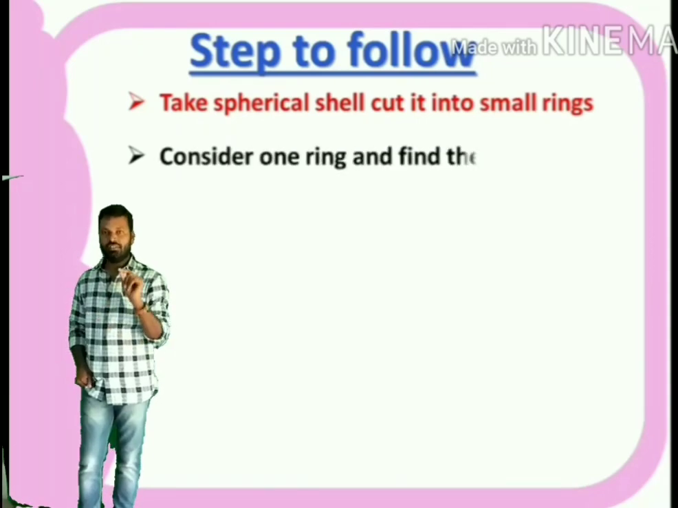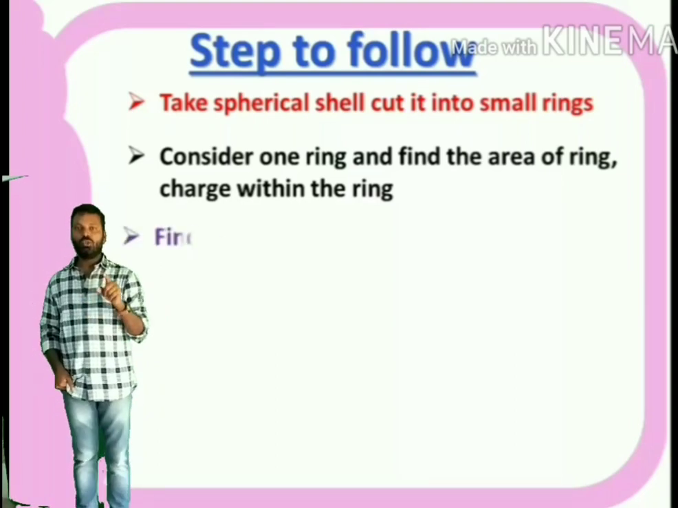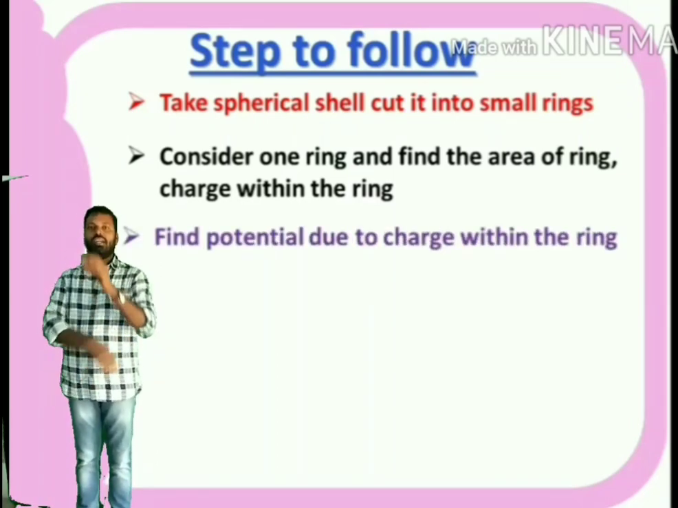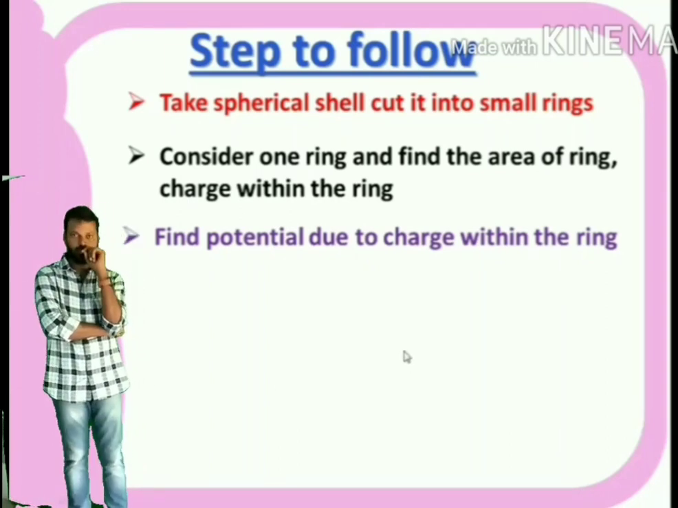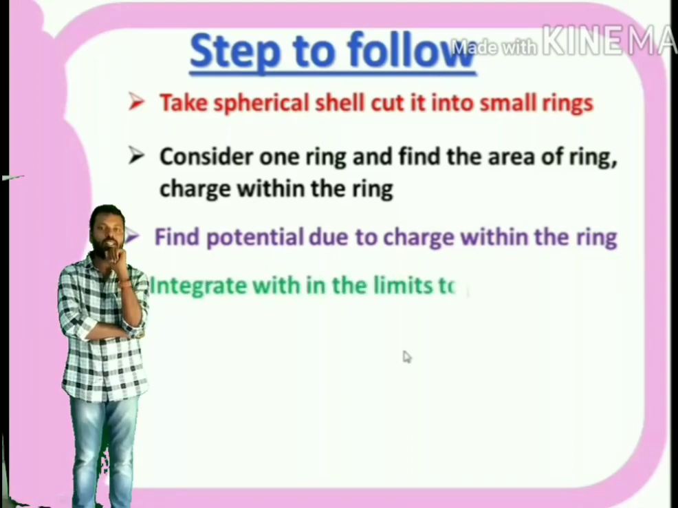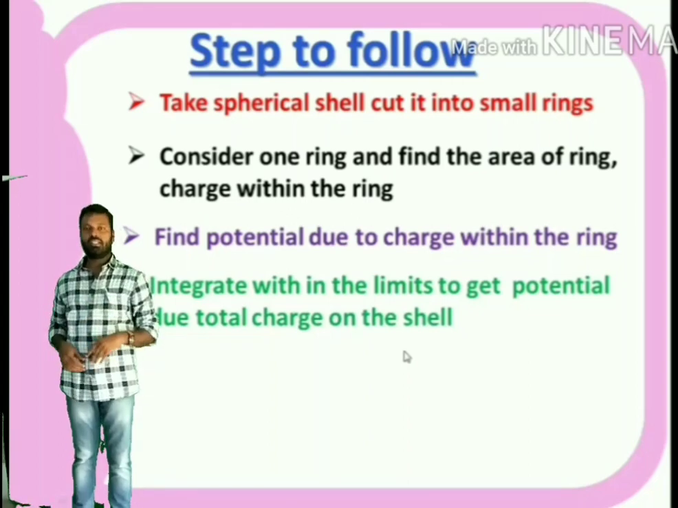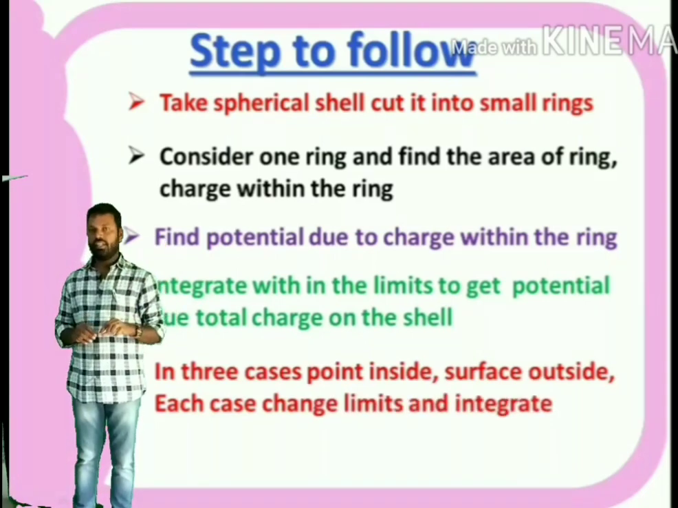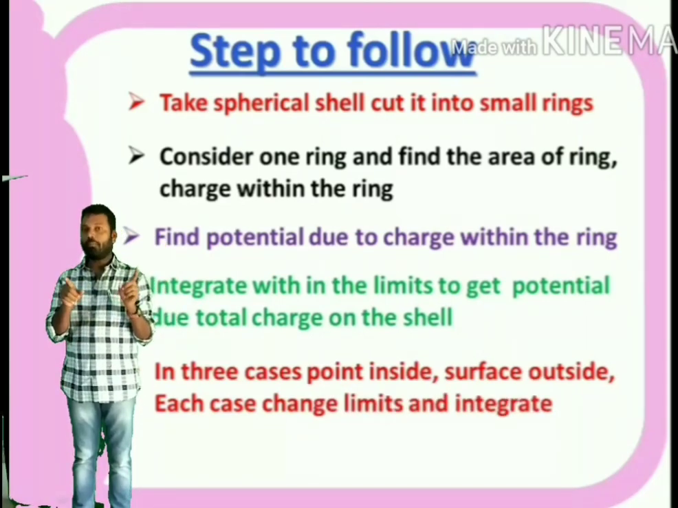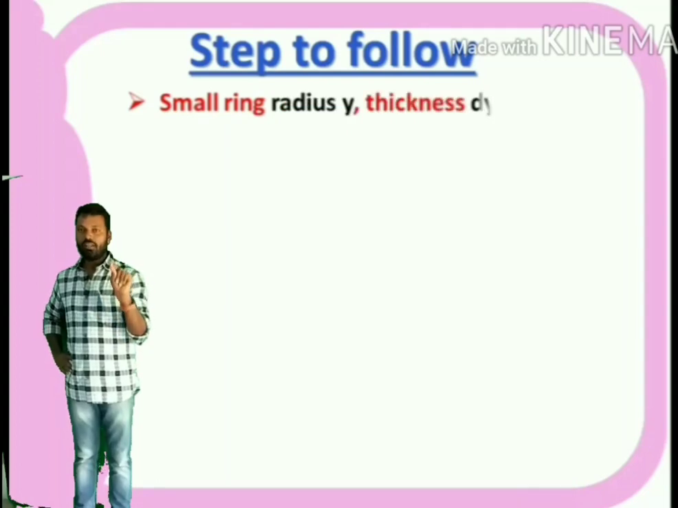Find the area of that ring and find out the charge within that small ring. After that, use the potential formula to find the electric potential due to the charge in that small ring. To get the total electric potential due to the spherical shell, we have to integrate within the limits. For the three cases, point inside, outside and on the surface, in each case we have to apply limits to get potential at various points. So first cut that spherical shell into small rings.